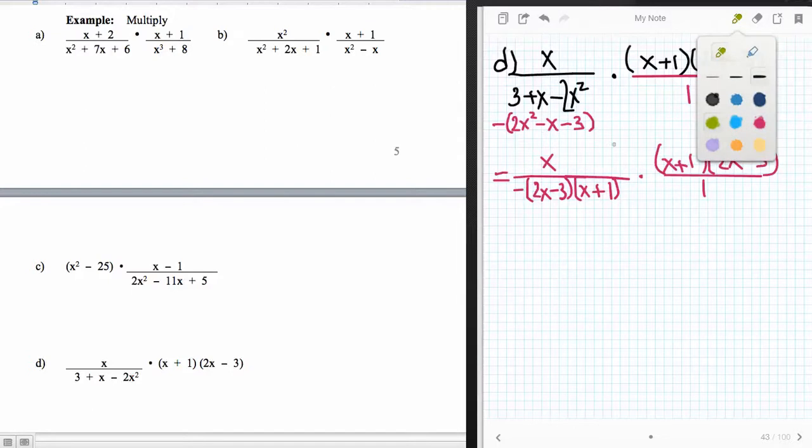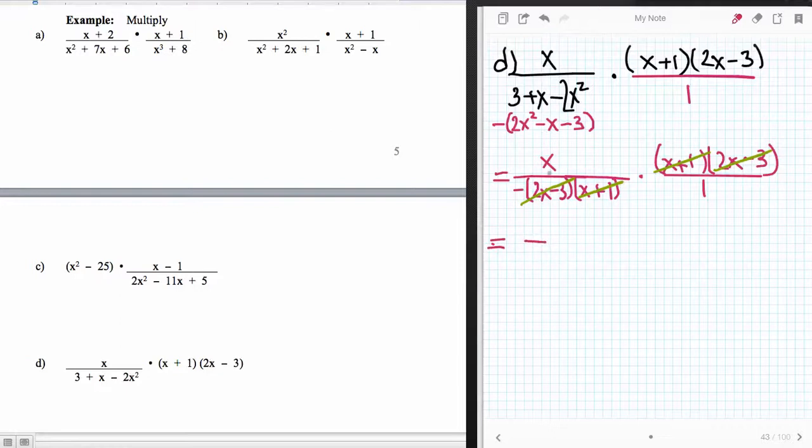I'll grab my different colored pen so I can do my canceling. So this factor here will cancel with this factor here. This factor here will cancel with this factor here. And so what I'm going to end up with is simply a negative in the denominator and a positive in the numerator, which is a negative, and then 1 times x is x, and in the denominator I just have a 1, so my answer is a negative x. Beginning algebra or intermediate algebra. All right, and so that wraps up the multiplication examples.